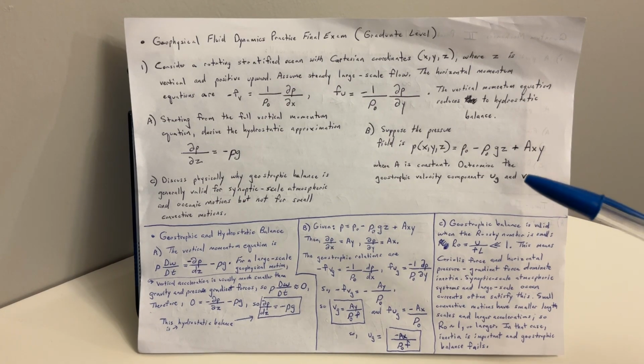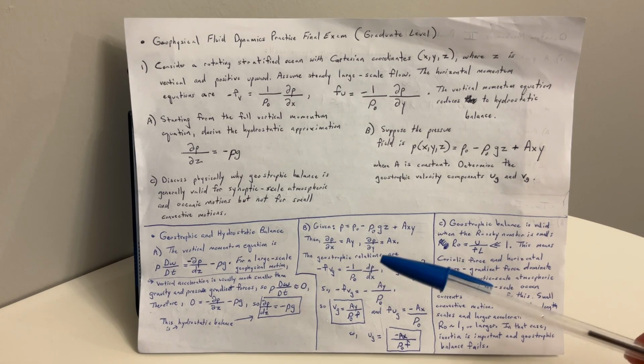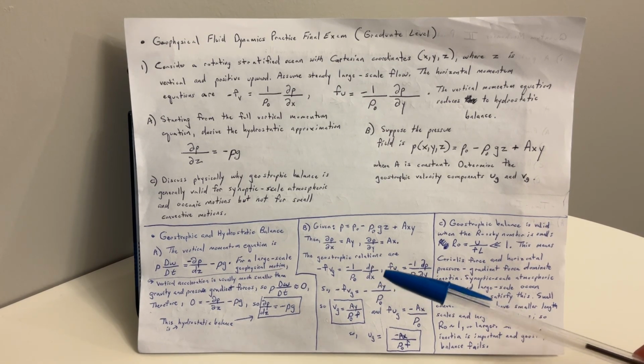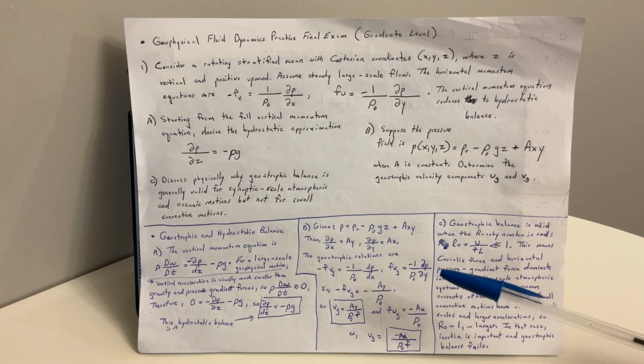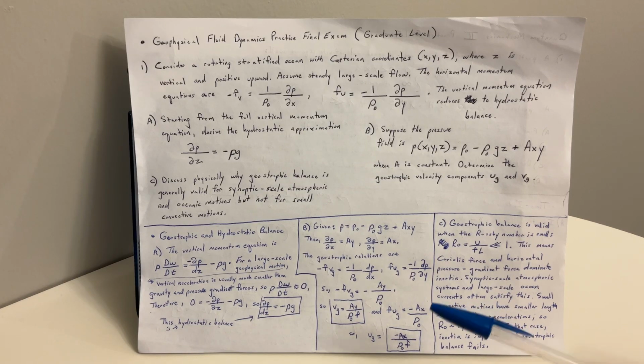So here we go. That's our pressure field. A is constant. Determine the geostrophic velocity components, u sub g, v sub g. So here's what we're given. Take the two partials with respect to x and y. We get a y, a x. Here are our geostrophic relations. And we wind up with our v sub g and our u sub g. And those are our velocity components.